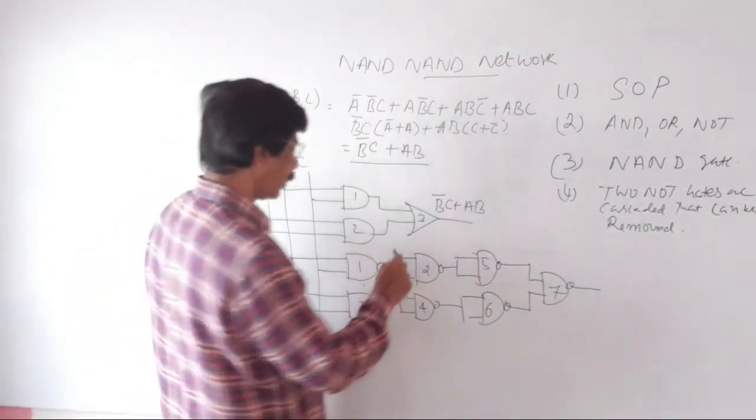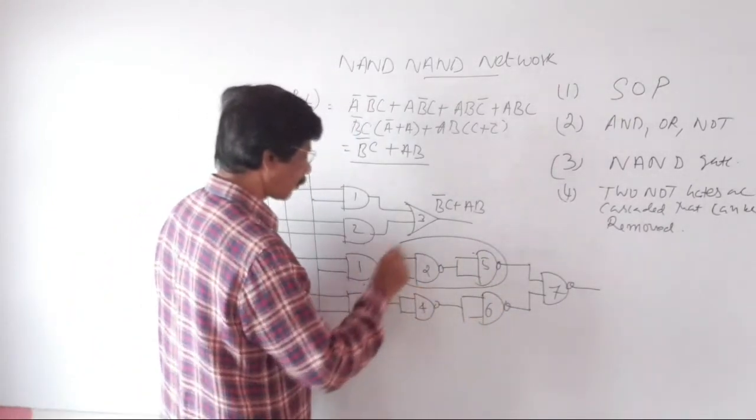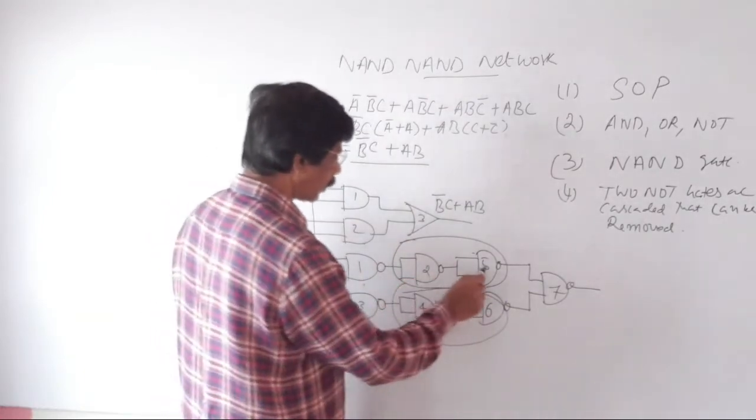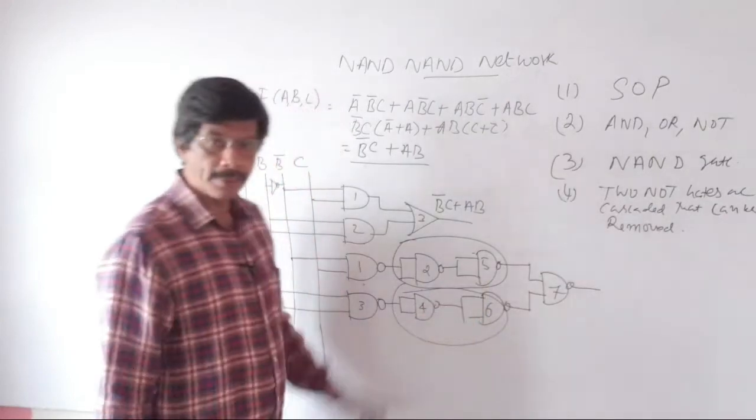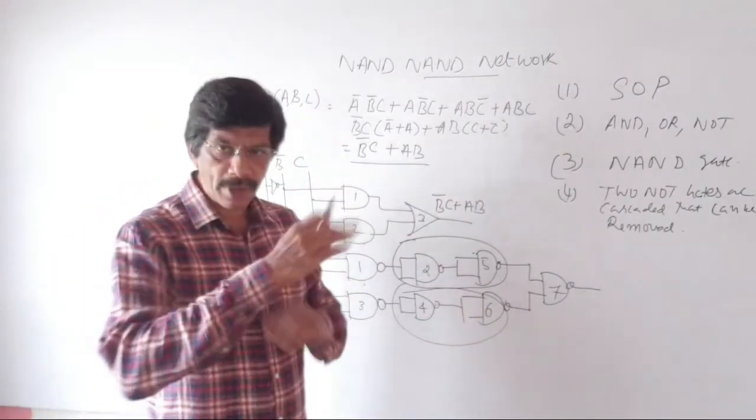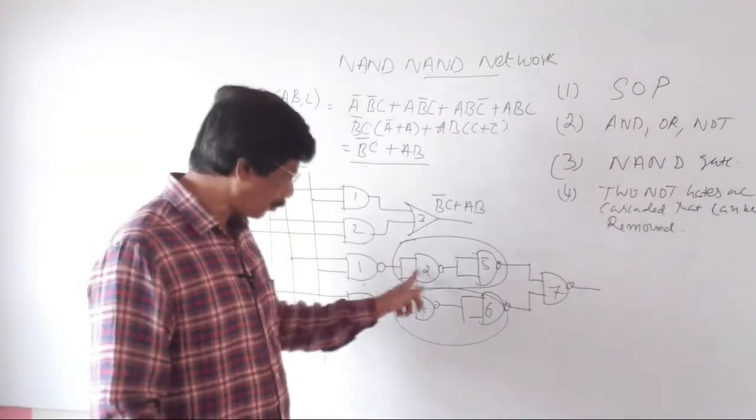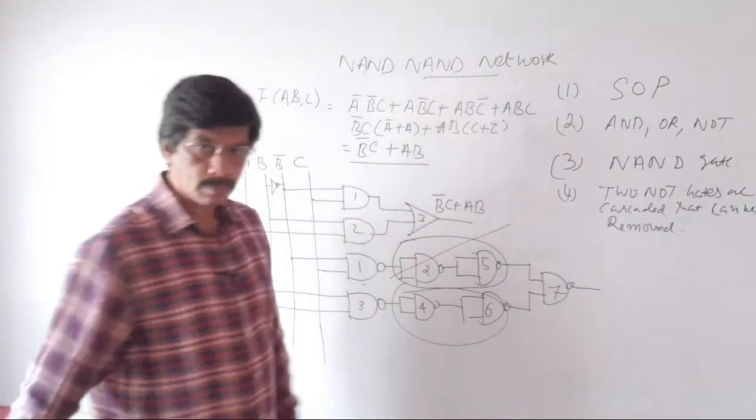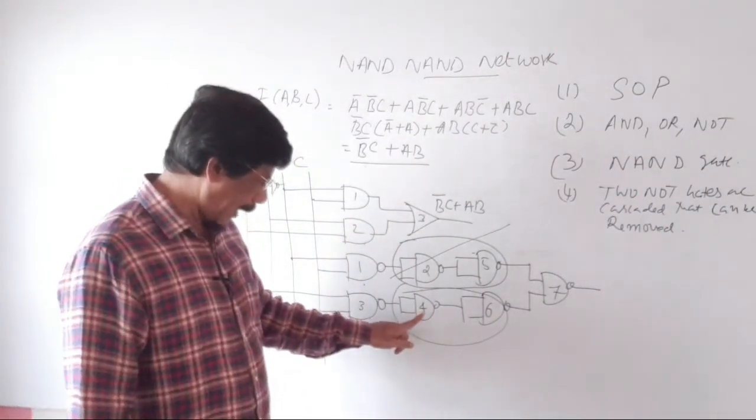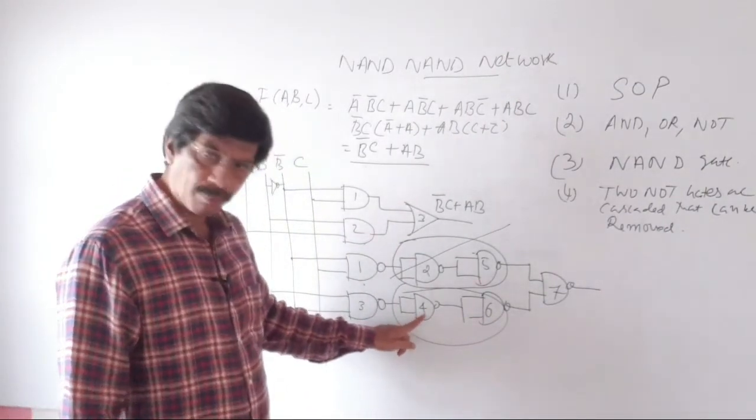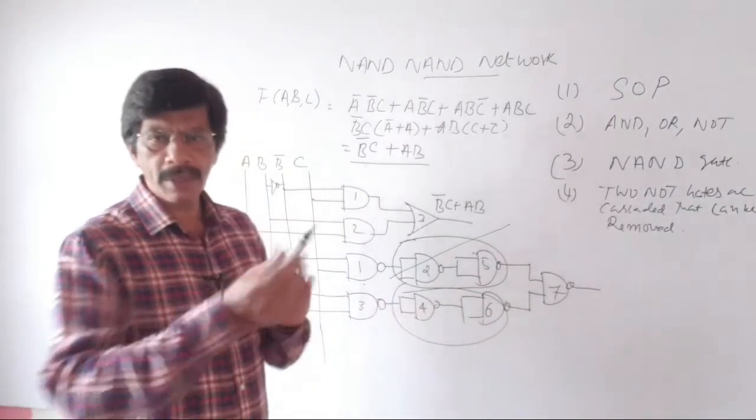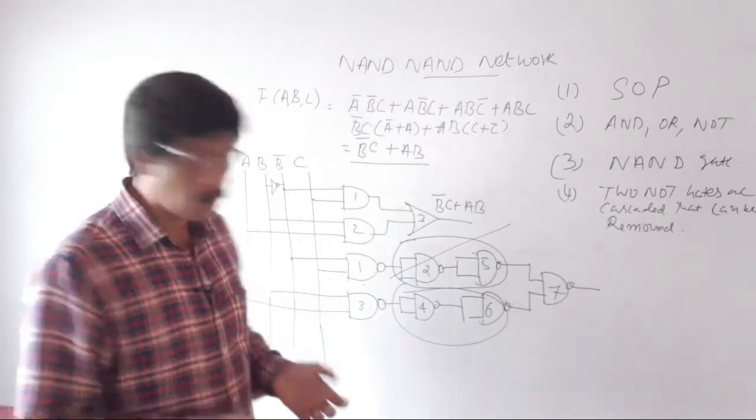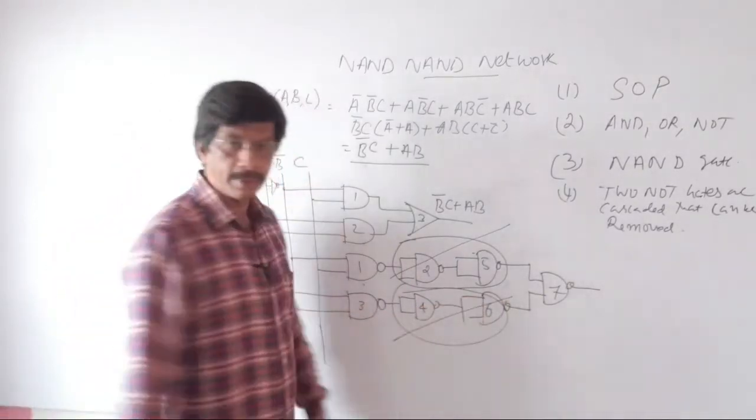Look at here. Here the two NOT gates. Here also these two NOT gates. The gate 2, gate 5: the gates 2 and 5 both are in cascaded form, and they both are NOT gates. Therefore, this can be removed. So here also, gate 4 and gate 6 both are in cascaded form, both are acting as NOT gates in cascaded form, that can also be removed.